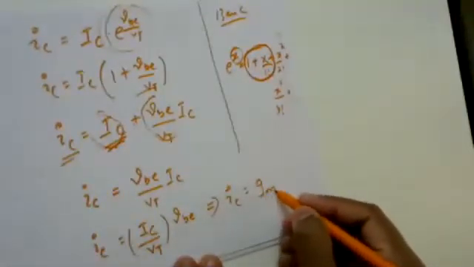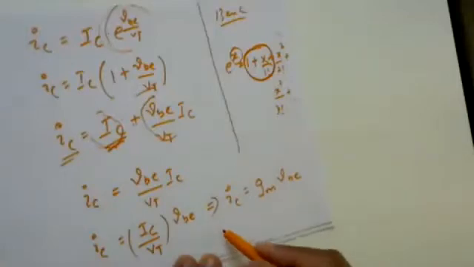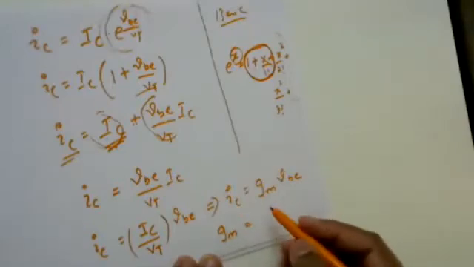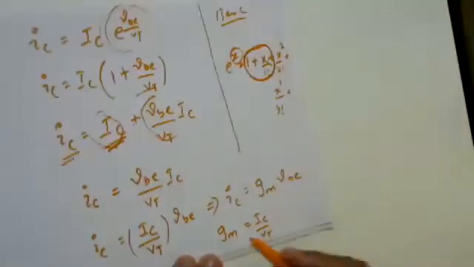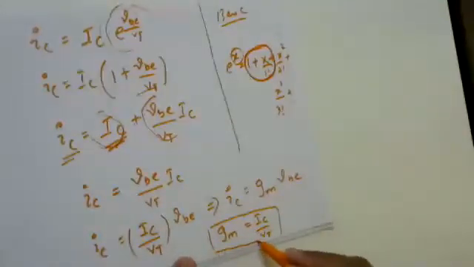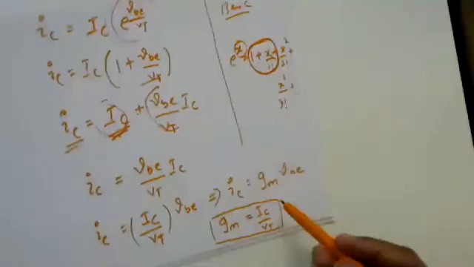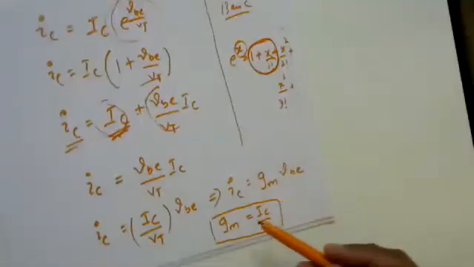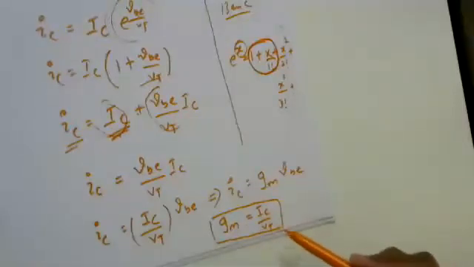gm into vbe. What is this gm? gm is called the transconductance. So I can define this gm equals IC divided by VT. This gm has been defined as the ratio of IC divided by VT, where gm is called the transconductance.